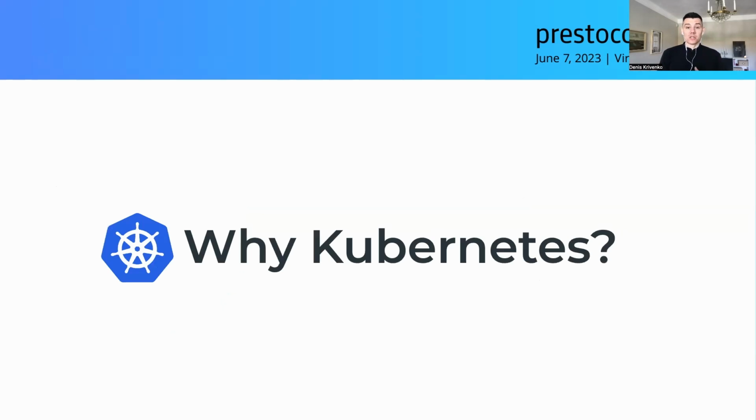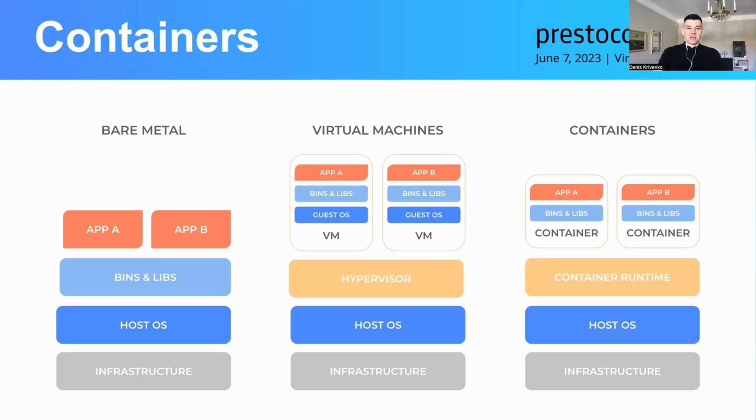So let's start with the question, why Kubernetes? To find the answer, we need to have a look at different application deployment options. This is a classic comparison of the deployments in bare metal, virtual machine, and container environments. All three have infrastructure and host operating system. In a bare metal environment, you manage common binaries and libraries, and then deploy applications on top. Looks simple, but in practice, it can take hours or even days to deploy an application.